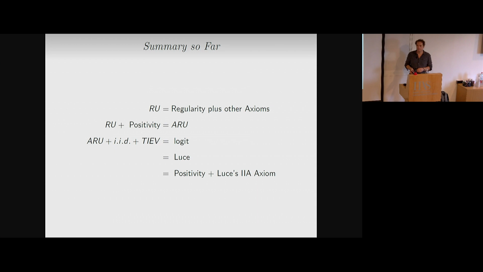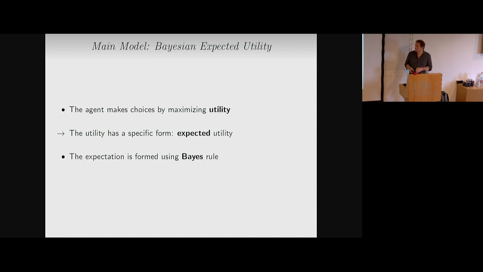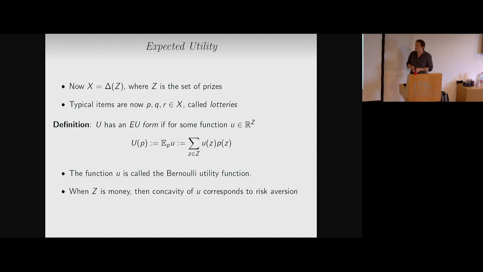Okay. So Bayesian expected utility, we've covered utility. You could spend a lot more time on that, but we're going to move on, and now we're going to talk about the expected part. So now the agent is going to be choosing between lotteries. So X is now delta of Z, the set of probability distributions over some set Z of prizes. The typical items of X are now called P, Q, R. These are lotteries.